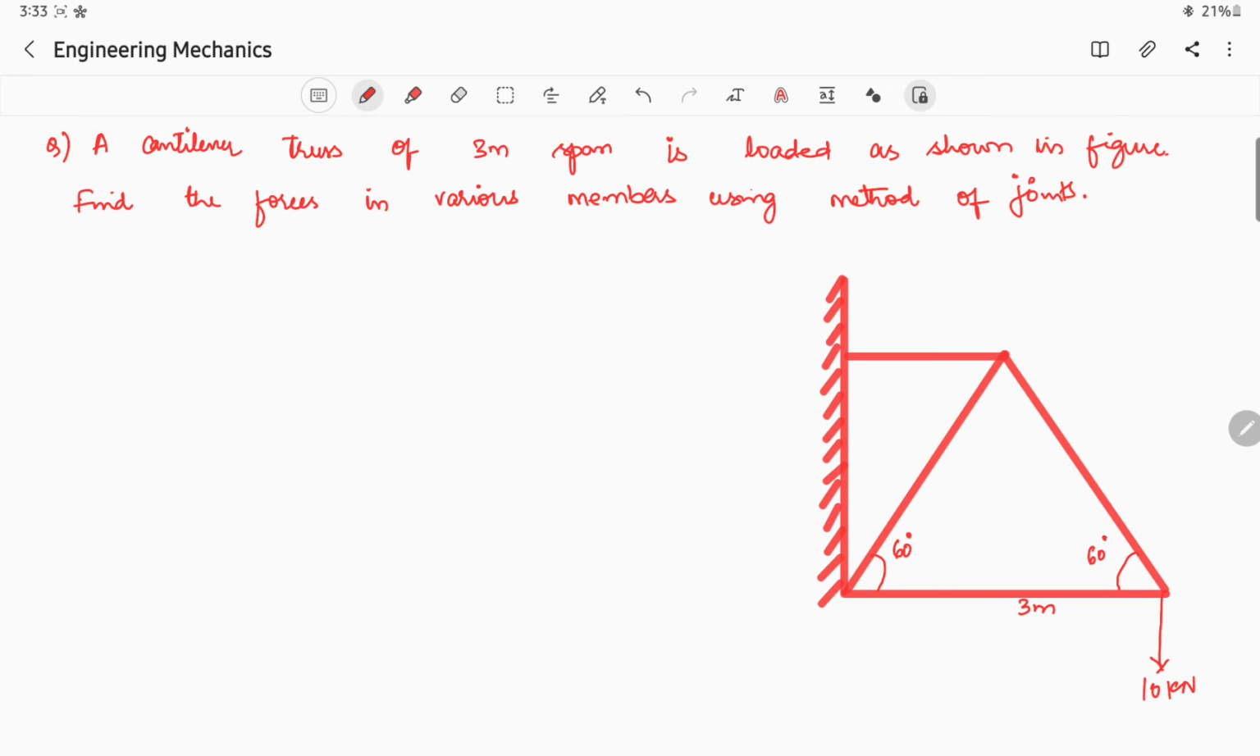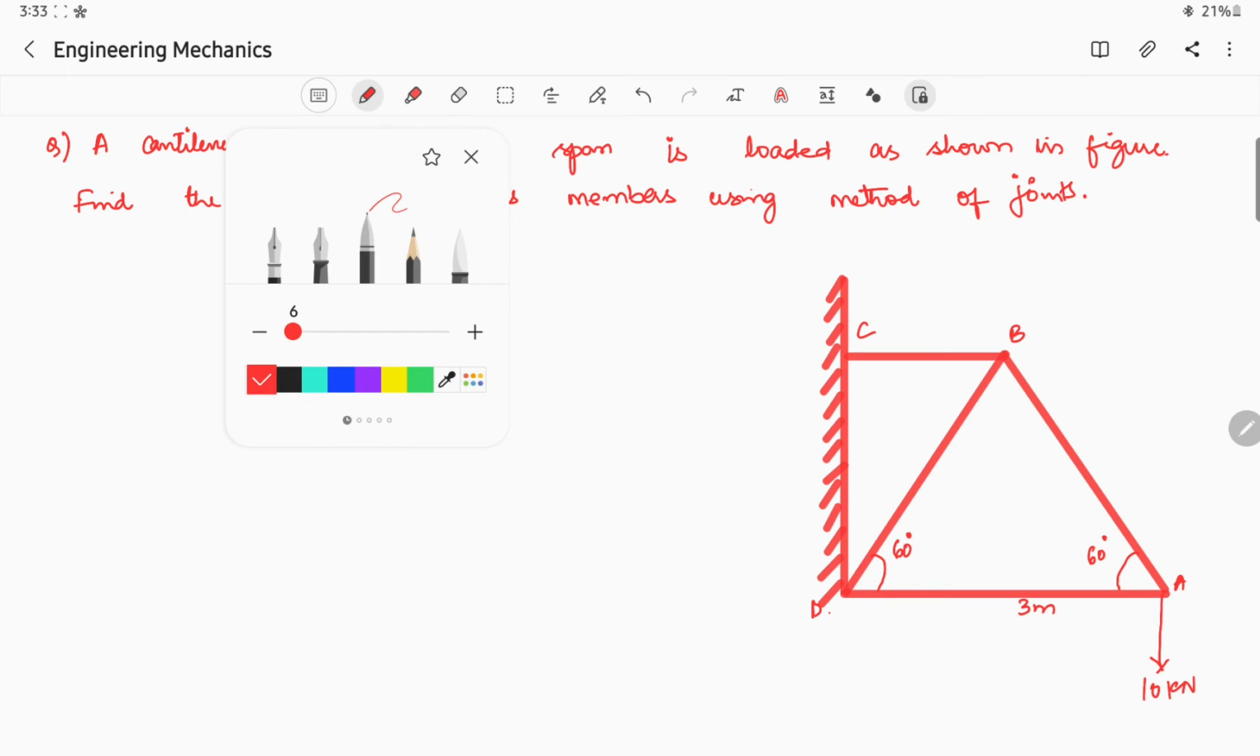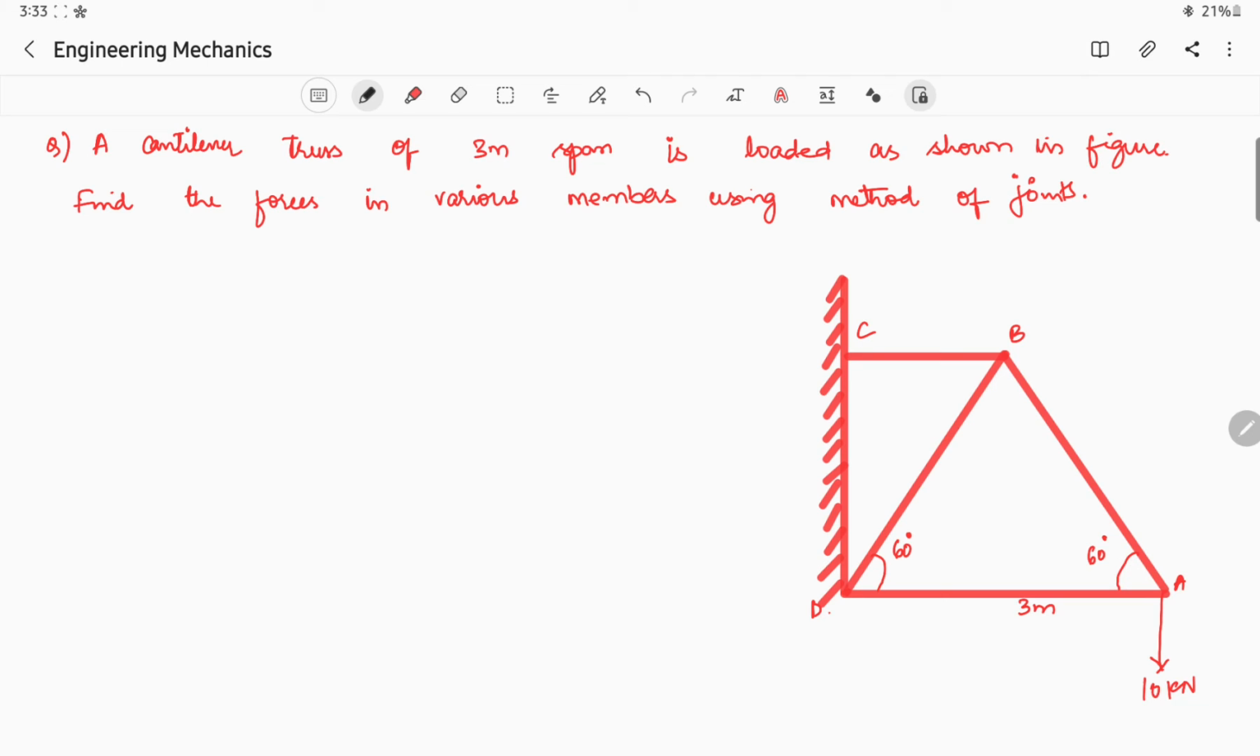We'll name these points as A, B, C and D. So from where shall I start my calculation? Always the selection of joint is very important. Since this is a cantilever truss fixed at one end, we do not have any reactions, so we can directly go for the joints. Joint A has 10 kilonewton load and two unknowns, so I'll select joint A.